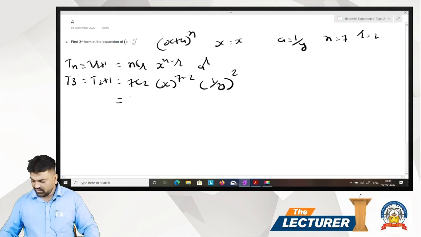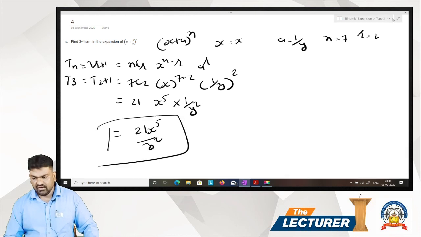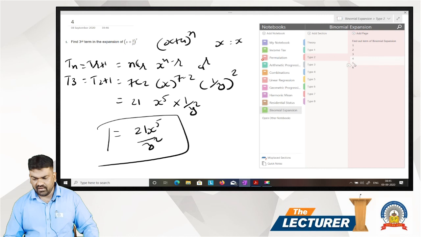7C2, 7 multiplied by 6 by 2, that is 21, x raised to 5, 1 square, that is 1, y raised to 2. 21 x raised to 5, y raised to 2. This is your answer.